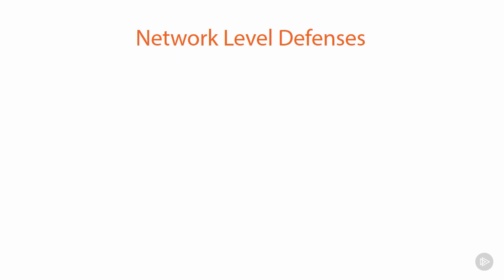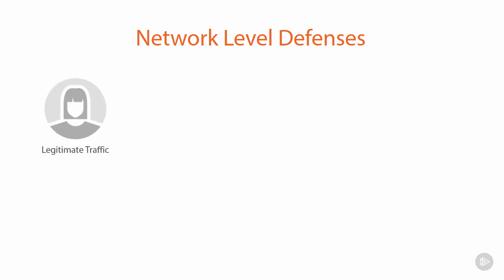When we talk about the network level, we're back at that layer 4 again. So we're talking about UDP, TCP, everything that happens beneath the application protocol itself. Now let me give you a very basic overview of what I mean by network level defenses.